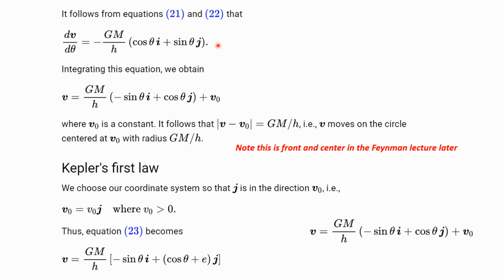So we're going to integrate this with respect to theta, and we get this. Now this is the constant of integration, which is the v0 vector, a constant vector. So we have v equal to this, and if we subtract v0 from both sides, the magnitude of v minus v0 is equal to a constant, because this is a unit vector. That means that v moves on the circle centered at v0 with radius GM over h.